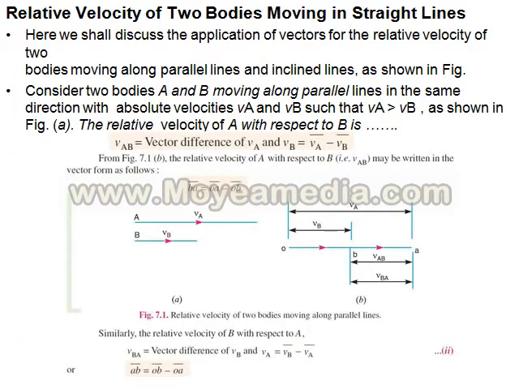The relative velocity of two bodies moving in a straight line. See here, A and B are two particles moving in a straight line parallel to each other. The velocity of particle A is Va, the velocity of particle B is Vb. Then the relative velocity Vba is the vector difference of Vb and Va, equal to Vb vector minus Va vector. This is what we can see.